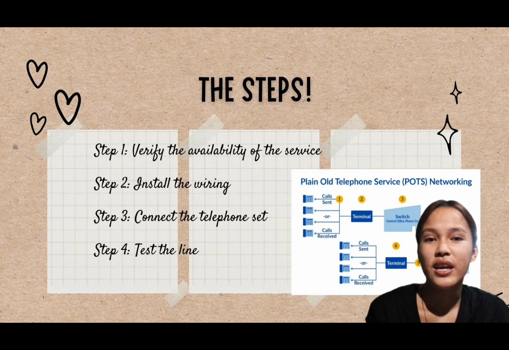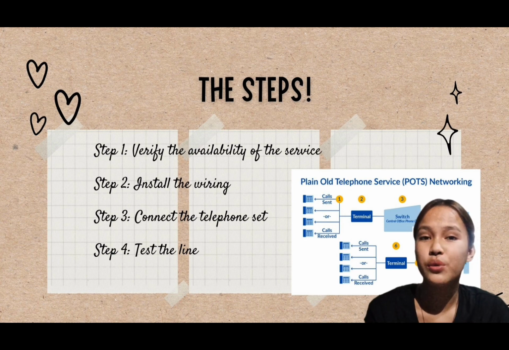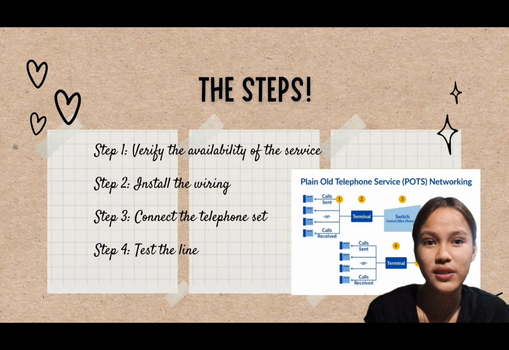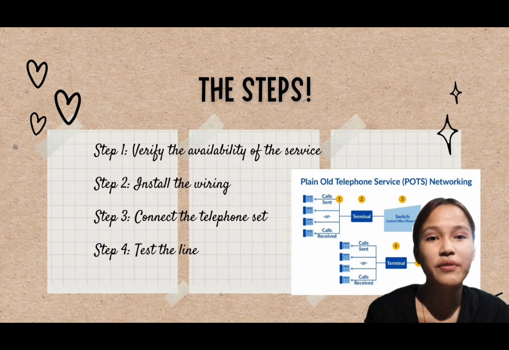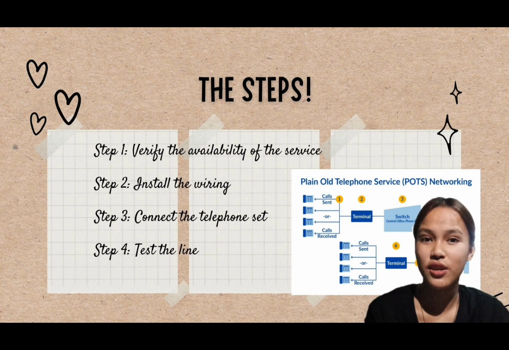Step 2. Install the wiring. Install the wiring from the telephone company's demarcation point to the location of the telephone set. Step 3. Connect the telephone set. Connect the telephone set to the wiring, ensuring that the connections are secure. Step 4. Test the line. Test the line to ensure that there is a dial tone and that calls can be made and received.